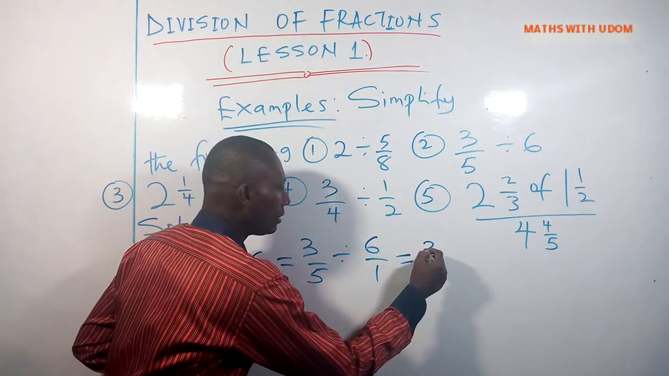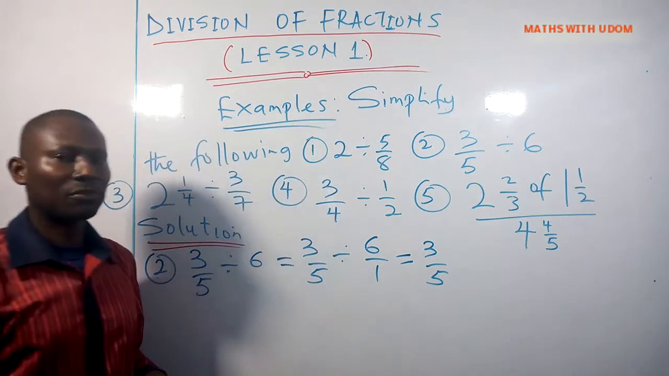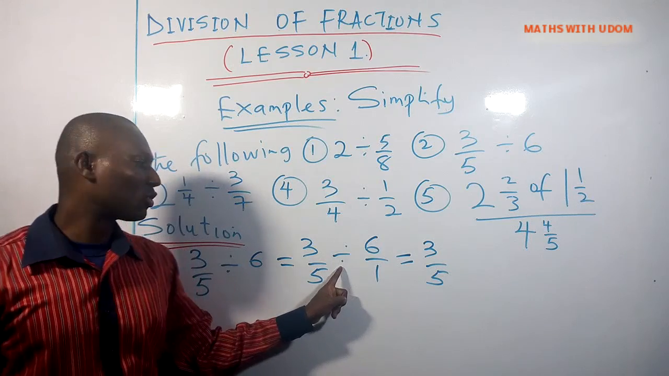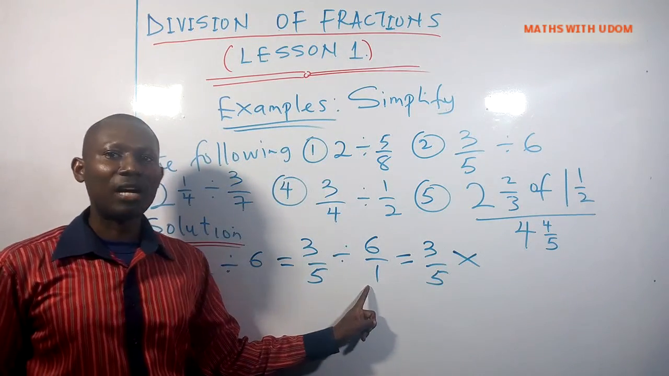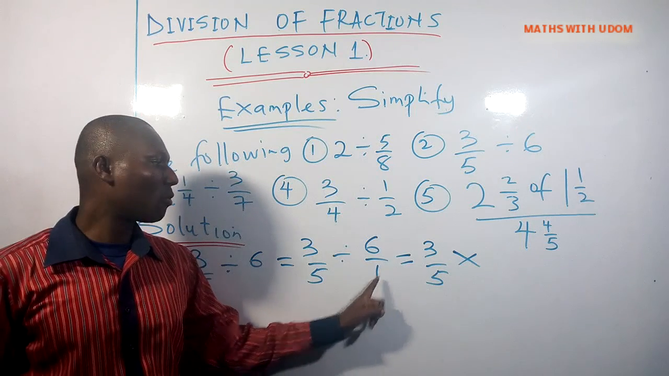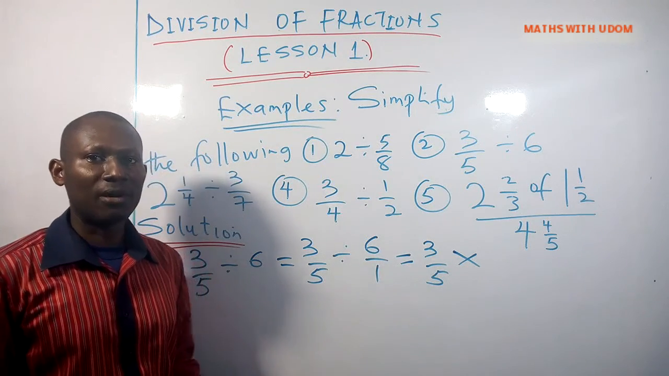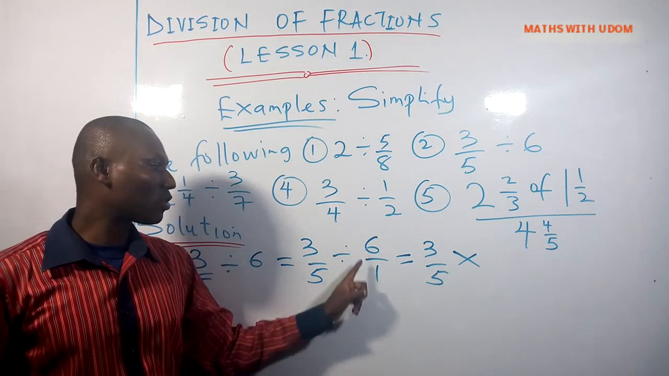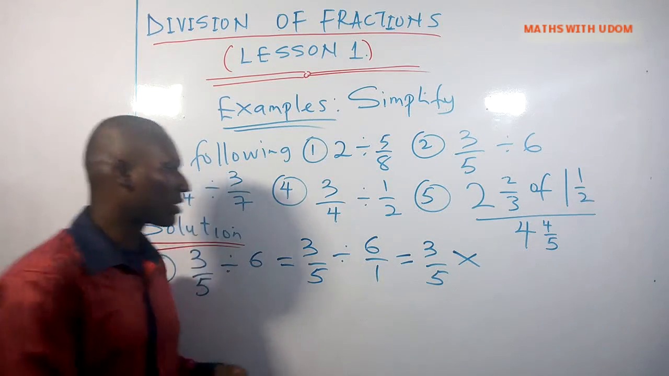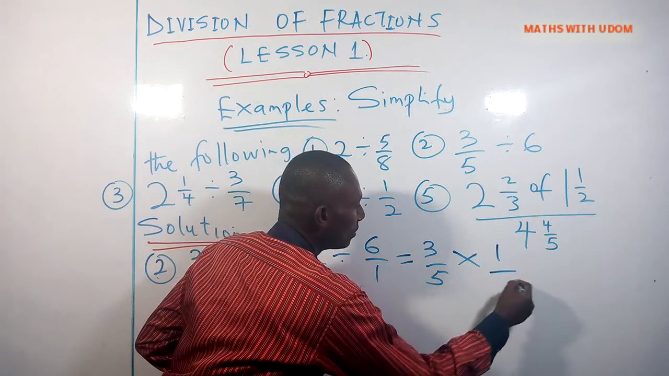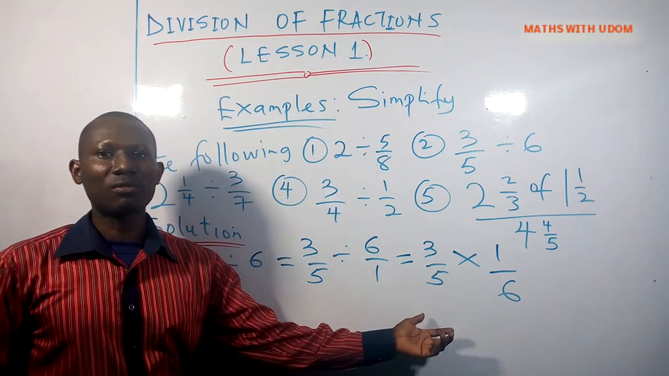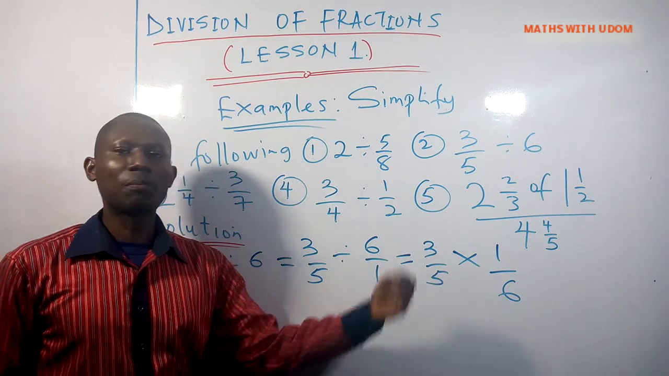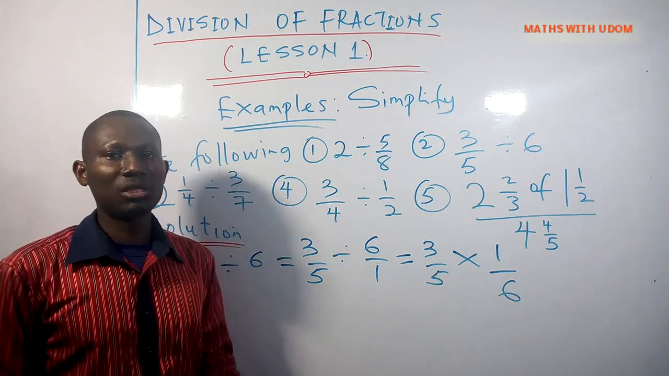So we have 3 divided by 5. Once we change the division sign to multiplication sign, what do we have? It means we are going to reverse the fraction. So 1 will go up while 6 will come down. That's the reciprocal. So the reciprocal of 6 over 1 is 1 over 6. So from here, we can cross divide, or we can multiply the numerators and then divide. So we still get the same answer.